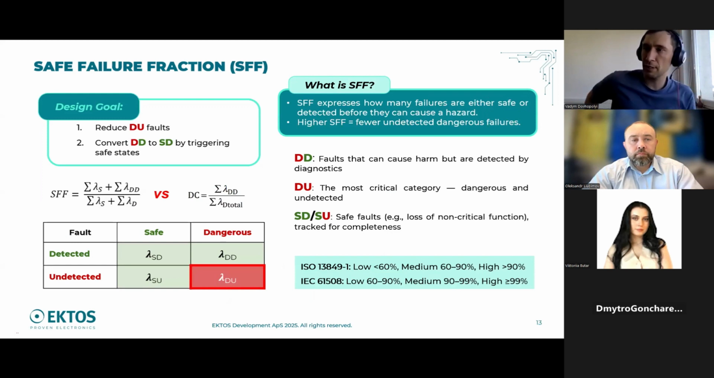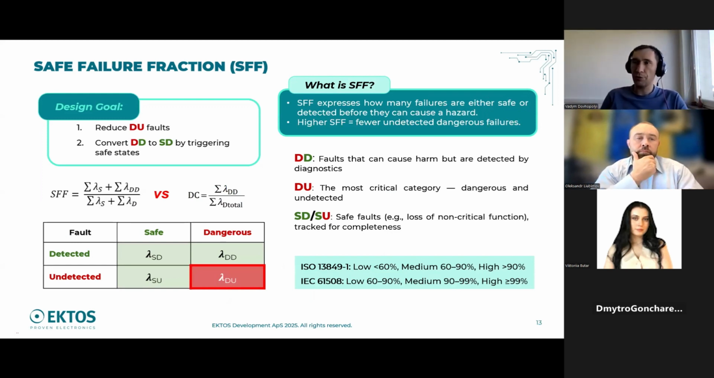Yeah, here it is about these numbers. What does safe failure fraction mean? If we have different types of faults and we have diagnostics, we can split all faults into 4 categories: safe detected, safe undetected, dangerous detected and dangerous undetected. And our main goal is to reduce the number of dangerous undetected faults. And the idea is that we can convert dangerous detected to safe.